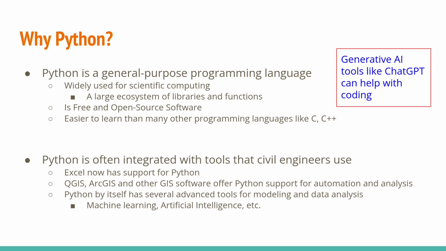Generative AI tools such as ChatGPT can help you with coding, and it can write code snippets in Python. So this is another big advantage of using Python. And so we'll make use of these tools as and when necessary. And I'll also show you some of the benefits and some of the limitations of using generative AI for coding.